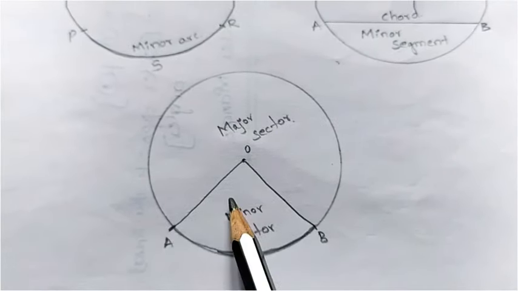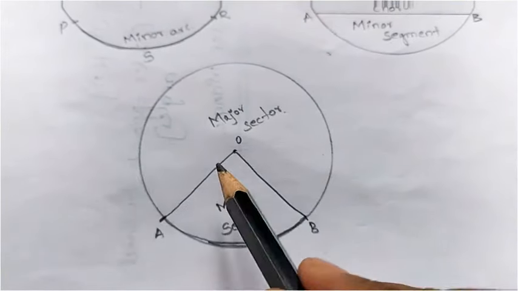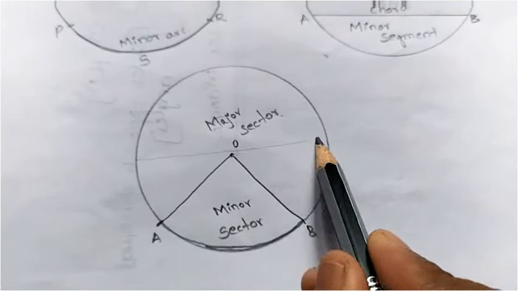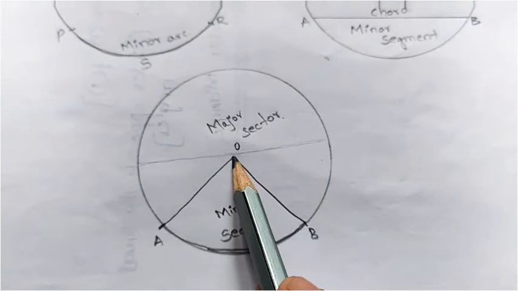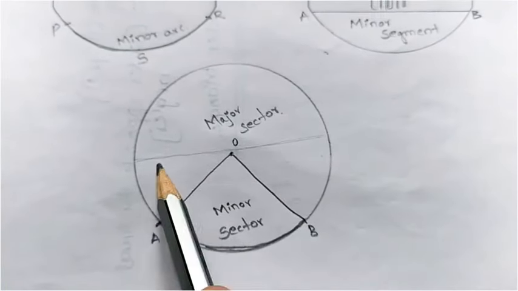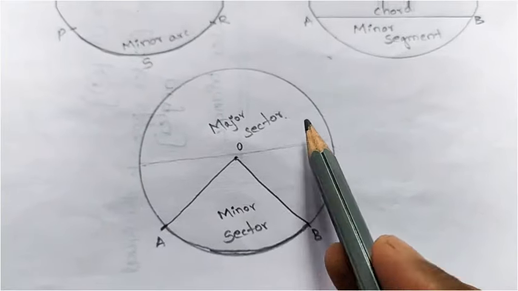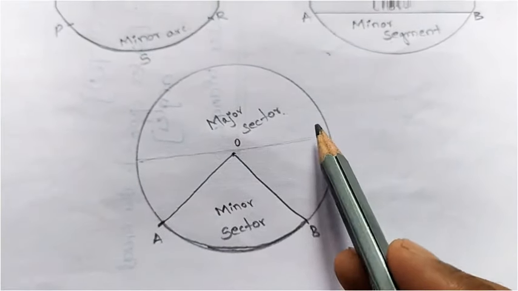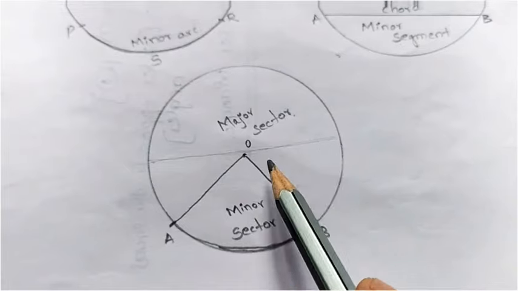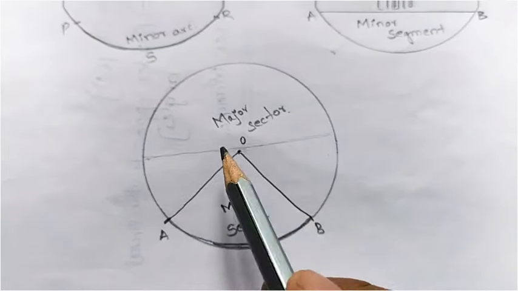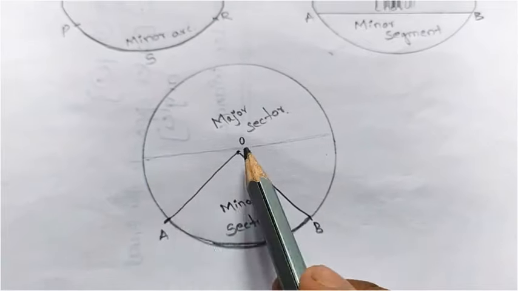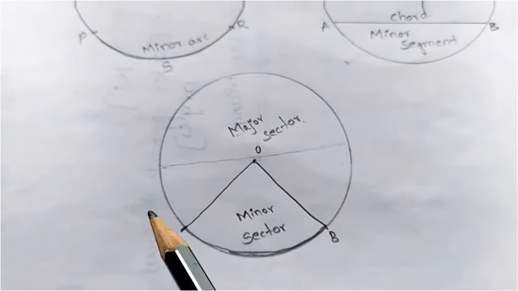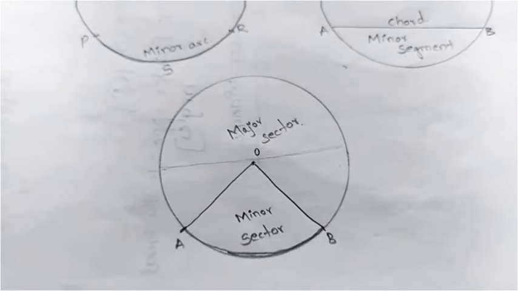So here you will get semicircles when the arc which is passing through the center, that is nothing but the diameter, makes two equal sectors, or else directly we can say it as a semicircle. Semi means half of that circle. So a diameter always divides the circle into two equal semicircles.